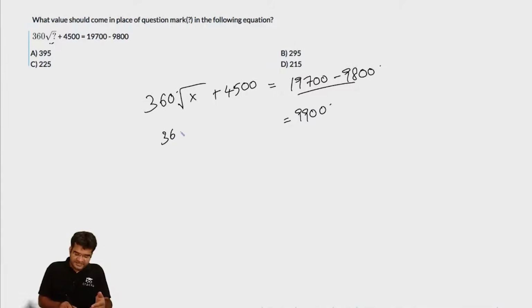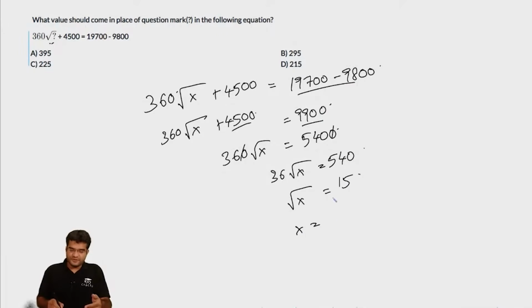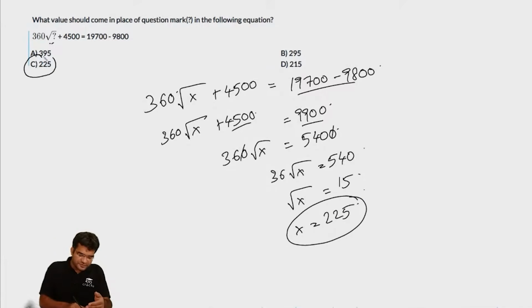So 360 into square root of x plus 4500 is equal to 9900, or 360 into square root of x is equal to 9900 minus 4500, which is 5400. Let us cancel one 0 on both sides. So 36 into square root of x is equal to 540. Dividing both sides by 36, square root of x is equal to 540 by 36, which is 15, so the value of x is 15 square, which is 225. The correct answer is 225, which is option C.